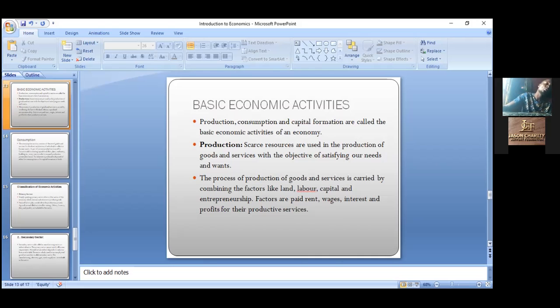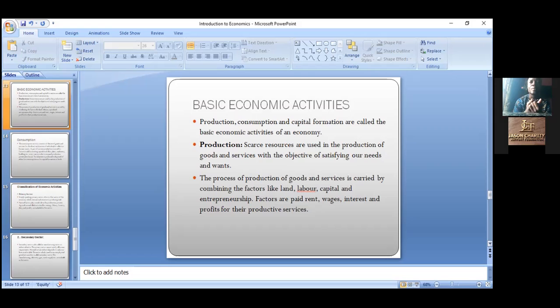So factors of production will be our next topic. The factors of production we are talking about here are land, labor, capital, and entrepreneurship. Those are the elements that you join together in the production of goods and services. The process of production is carried out by combining factors like land. You need to get land in order to produce goods. You have to stand on something in order to produce your goods.